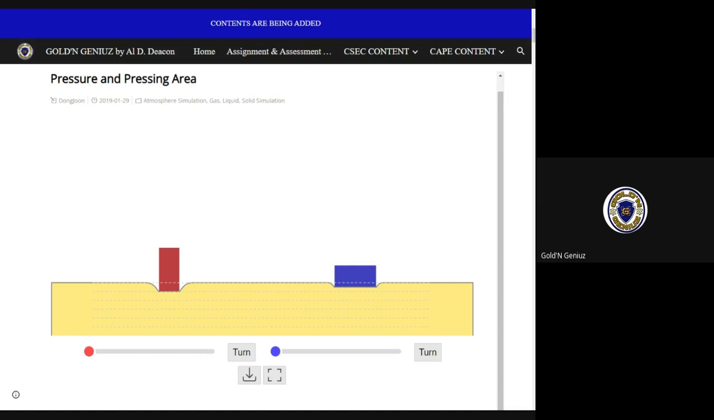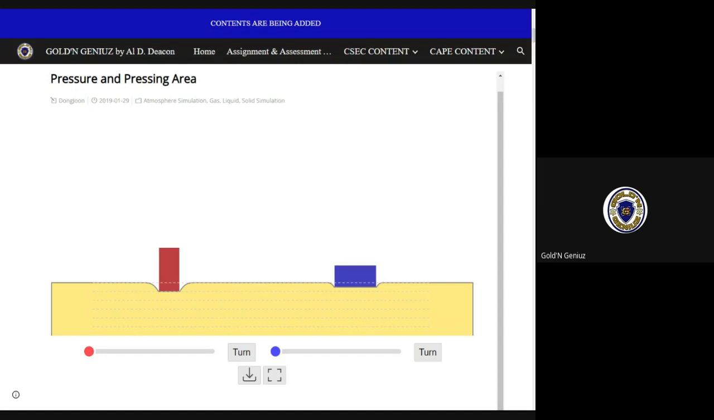I am saying to you, when you apply more force to the surface, you are seeing more pressure being applied to that surface. And if you should increase the area, you should see a decrease in pressure.